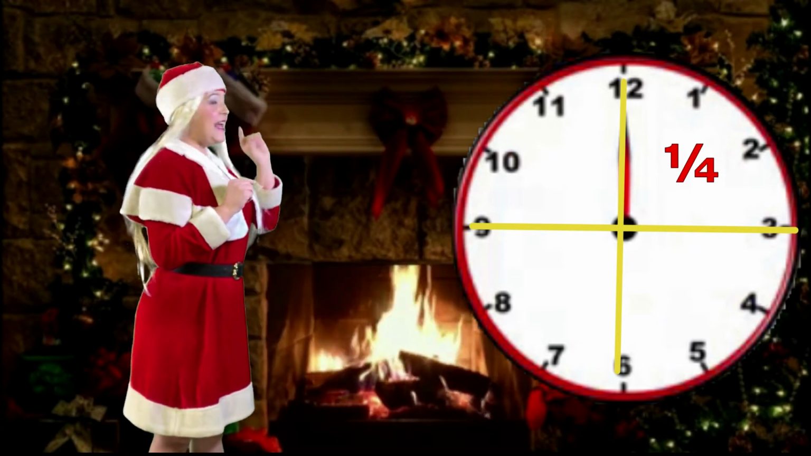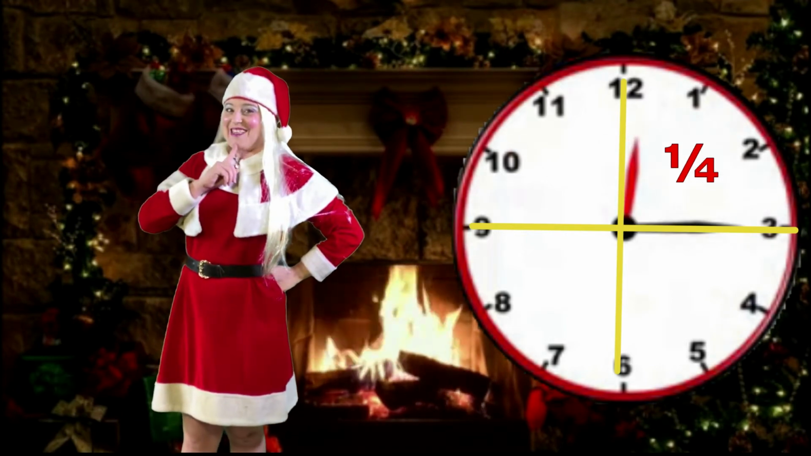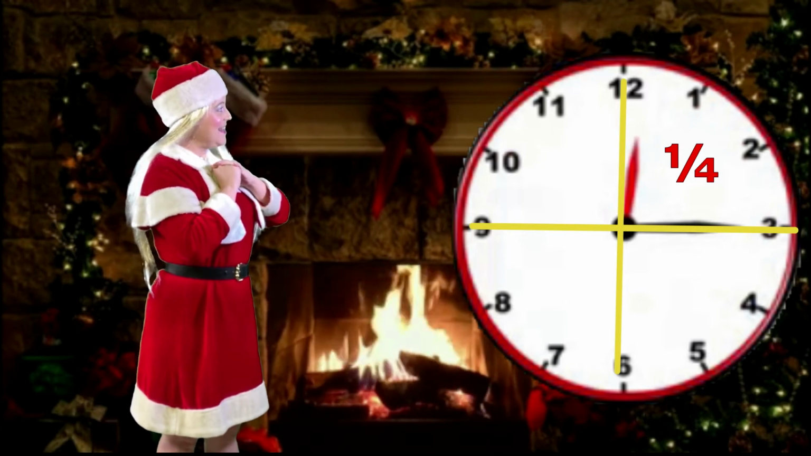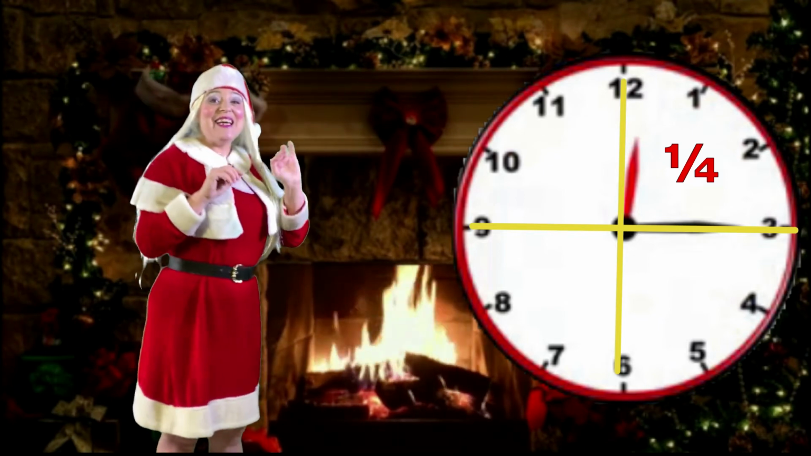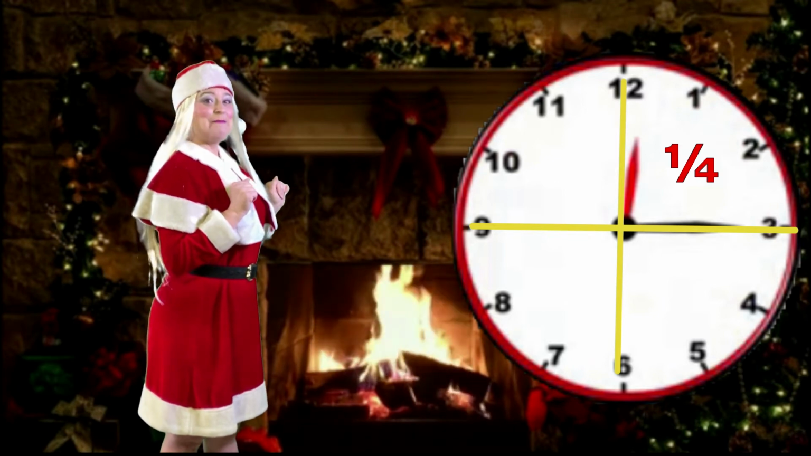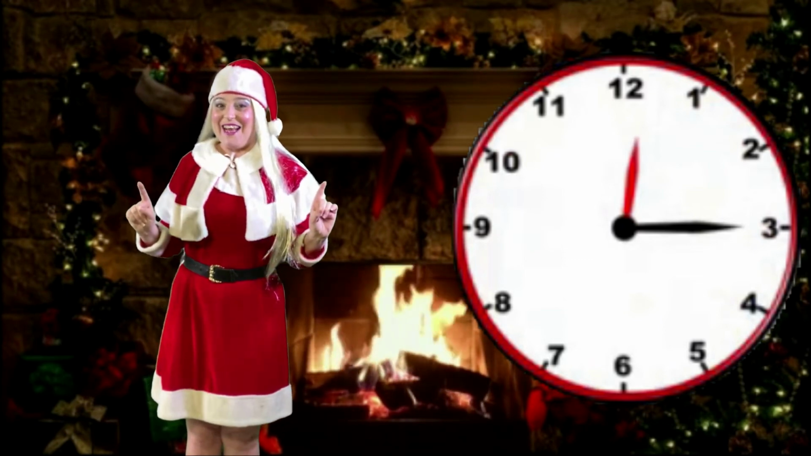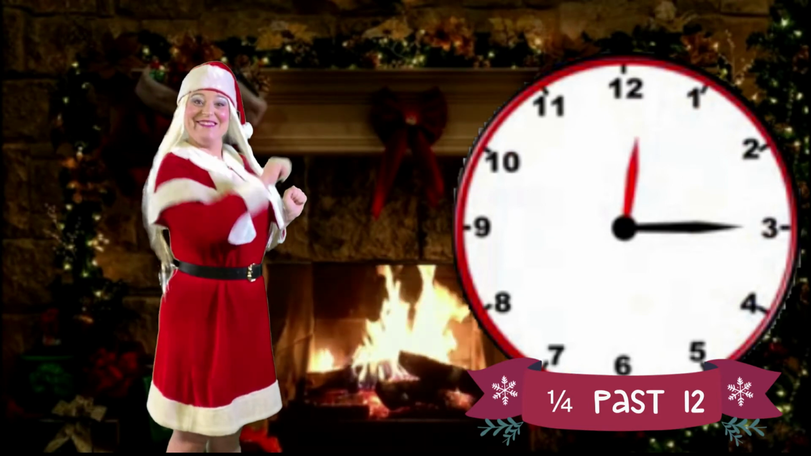So, if I move the minute hand so it's pointing at the 3, what time do you think that is? The minute hand is pointing at the 3, and the hour hand is a little bit past the 12. Very good. Some of you got it. When the minute hand is pointing at the 3, it is 15 minutes past. So the time on this clock is 12:15. Very good.